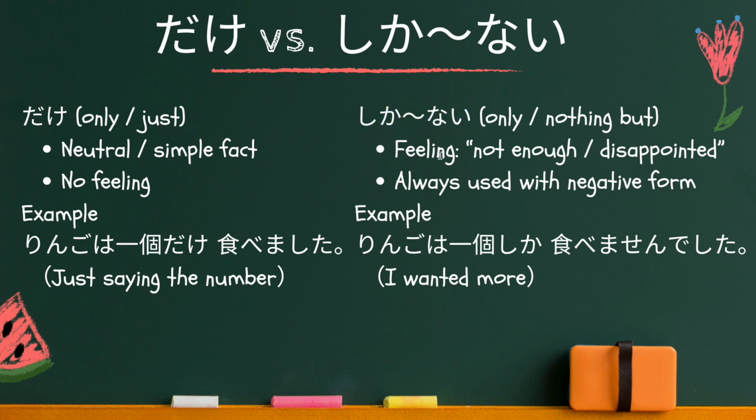But if you use shika nai, now there is a nuance. There is a feeling of not enough, disappointed. For example, リンゴは1個しか食べませんでした。This also means I only ate one apple. But there is a nuance that I wanted more. One apple was not enough. There is this nuance this time. So this is the difference between dake and shikanai.